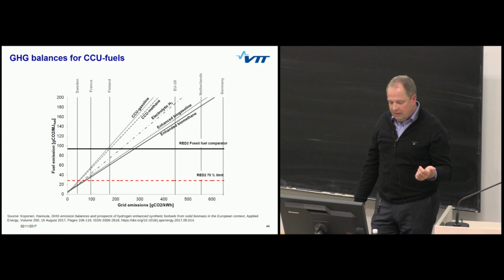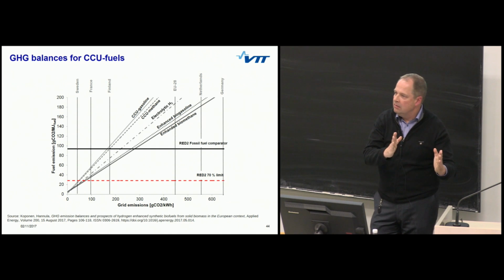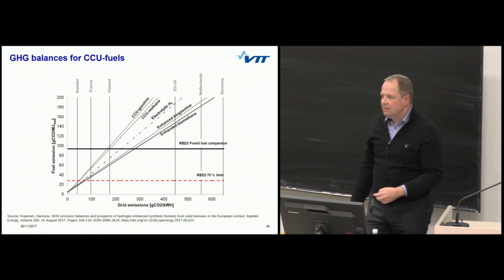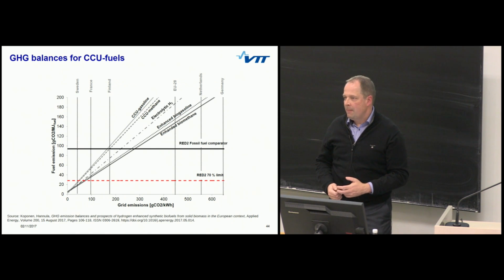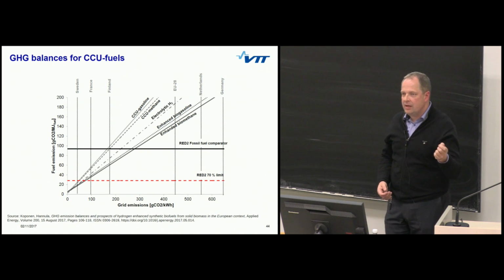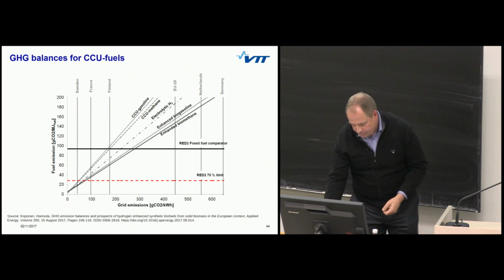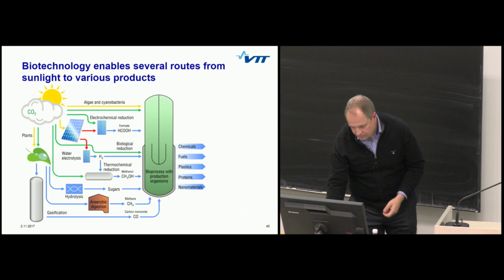But already in France you would have to bring down the grid emissions in order to make this truly environmentally friendly. So if you want to make environmental products out of CO2 and electricity, you need to have very low CO2 emissions from your electricity system. That's the point.